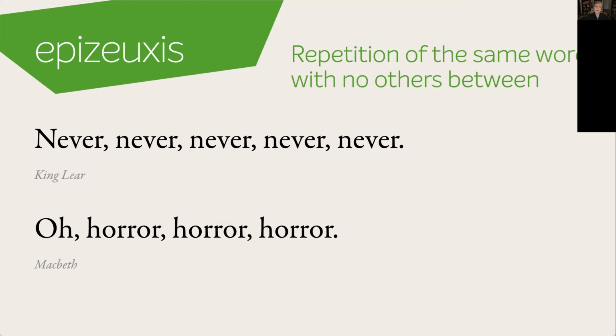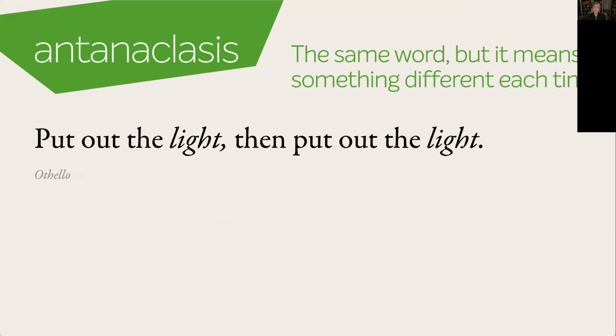Epizeuxis. So one reason I love these rhetorical devices is these words are so great. Epizeuxis. It's the repetition of the same word with no others between. Shakespeare often uses that like this with Lear or Macbeth, simply because saying it once is not enough. Antanaclasis, the same word, but it means something different each time. Shakespeare uses this thousands of times. Othello, he's about to murder Desdemona. Put out the light, then put out the light.